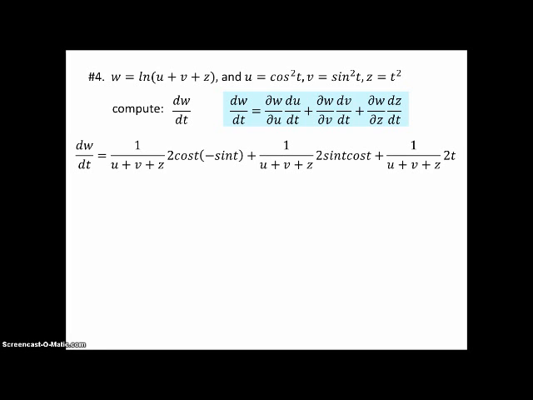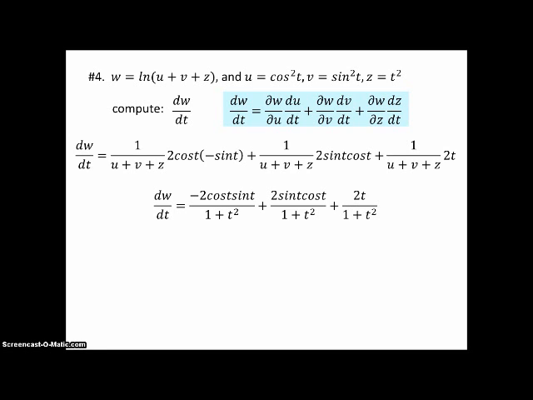And then what we want to do next is get everything in terms of t. Notice that u plus v is going to be 1 because cosine squared t plus sine squared t is 1. And then z is just t squared. So all the denominators change into 1 plus t squared.